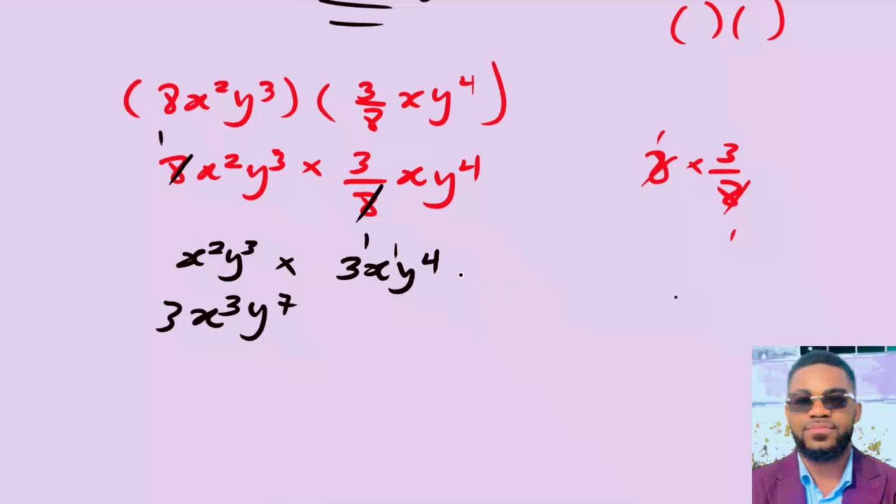So that is it. Remember that when we are multiplying and the bases are the same, we add the exponents. But when we are dividing and the bases are the same, we subtract the exponents. So that's the answer to this question. Very, very simple. Let's move on to the next question.